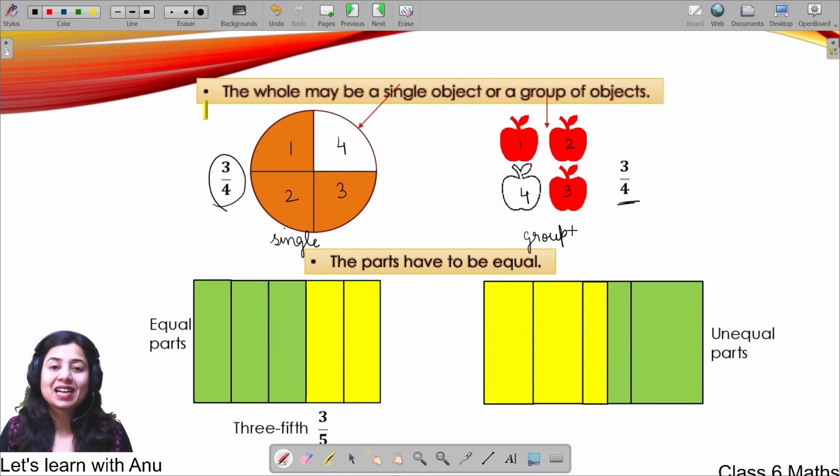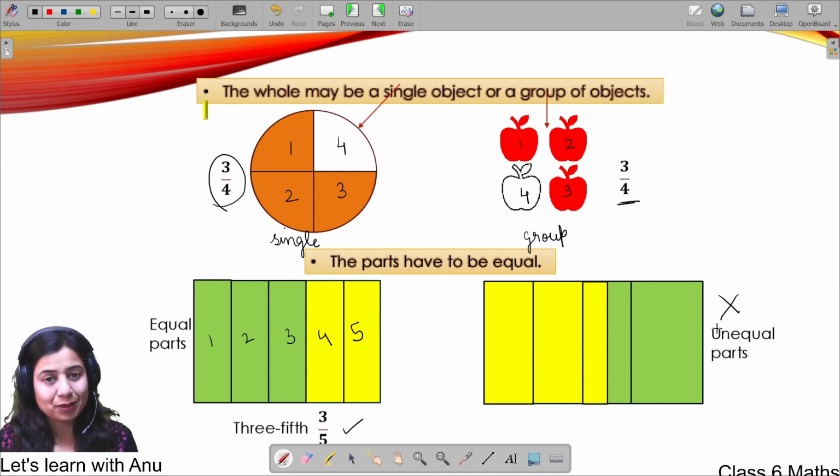I hope it is clear, class. Moving to the next point, the parts have to be equal. This is very, very important, class, because fractions are applicable only when we divide the whole into equal parts. So here we have divided a rectangle into 5 equal parts, in which 3 are shaded green. So the fraction of the green shaded part is 3 by 5. And in the last picture we can see that there is unequal division of parts. So fractions are not applicable here. I hope I was able to explain my point, class.